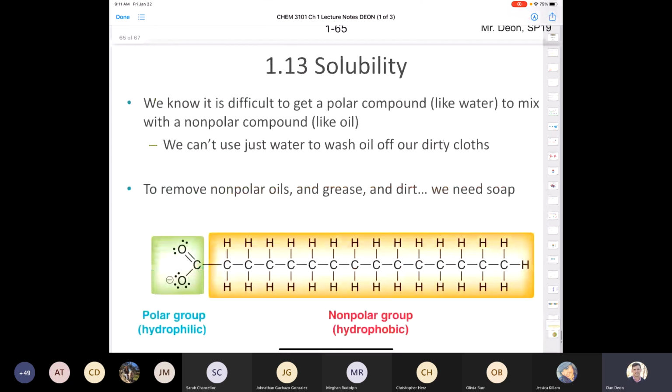Anyhow, solubility, if you think about, not our dirty cloths, shouldn't it be our dirty clothes? Anyhow, Mr. Dion needs to learn how to spell.